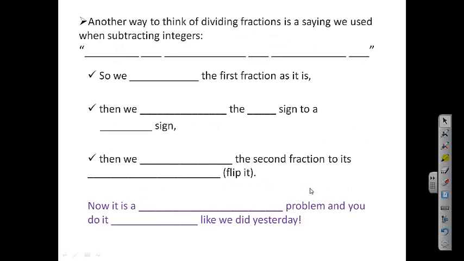Another way to think about dividing fractions is a saying we used when subtracting integers. And I know you'll be able to fill this in before I finish. Keep it. What's the rest of it? You know it. Change it. What's the last part? Of course, change it.